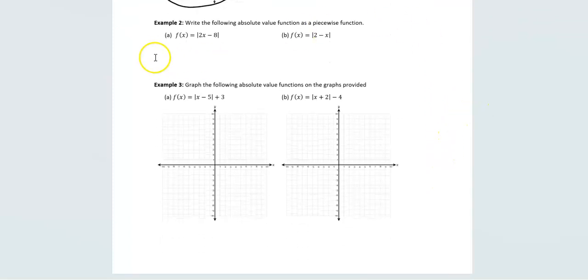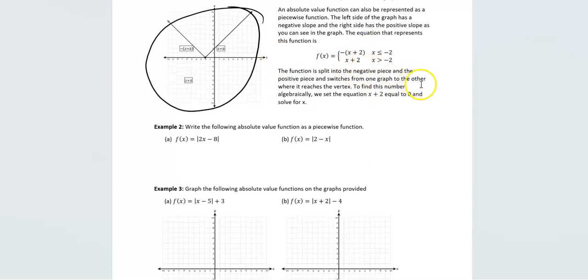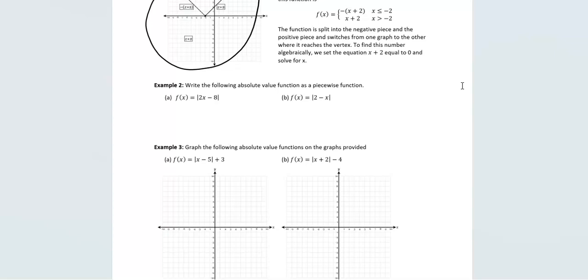So in order to write an absolute value as a piecewise function, the first thing we need to do is see where it equals 0. So let's take 2x minus 8 over here to the side and set it equal to 0. So 2x equals 8, which means x equals 4. So we're going to have 2 pieces, the positive version and the negative version, one where x is greater than or equal to 4, and one where x is less than 4.